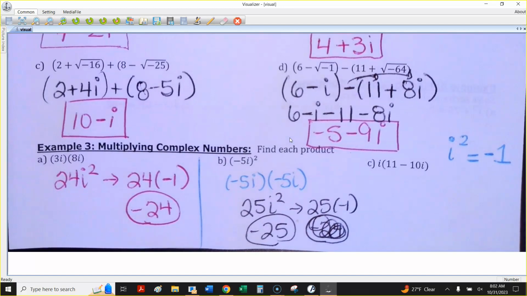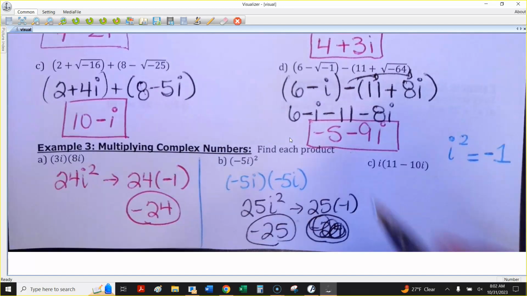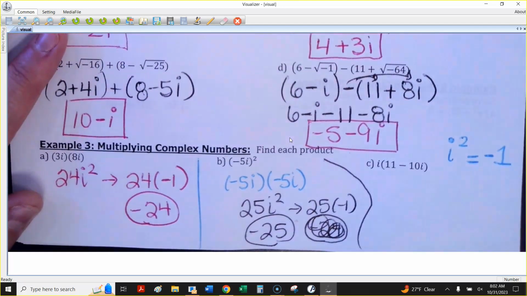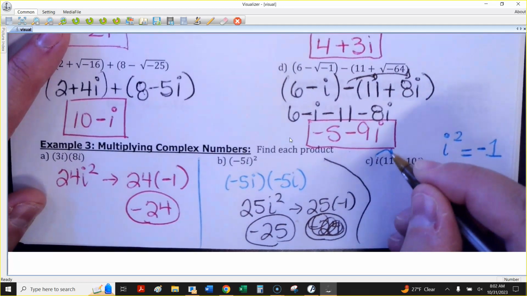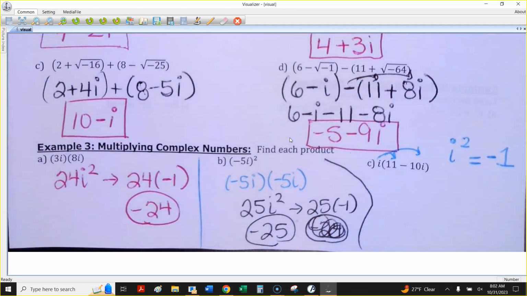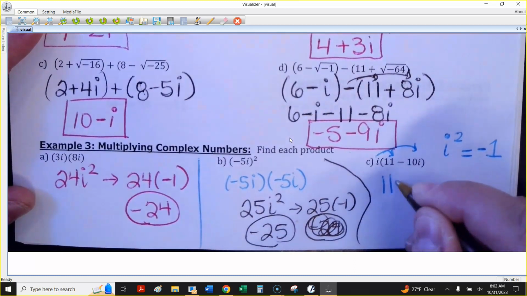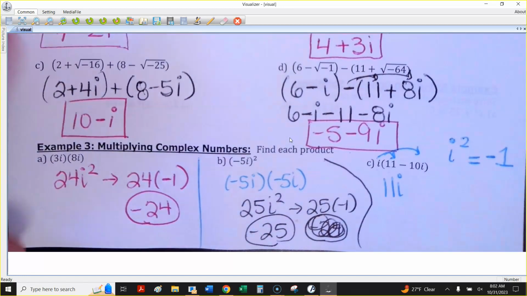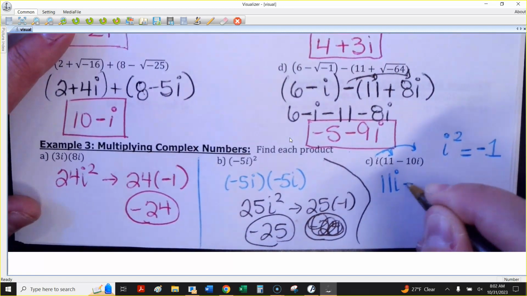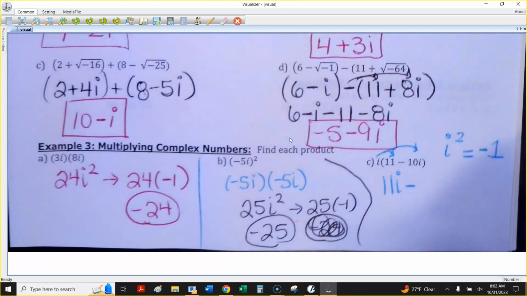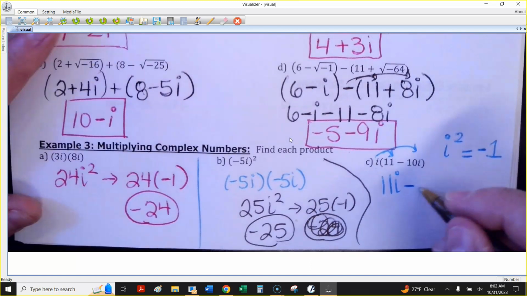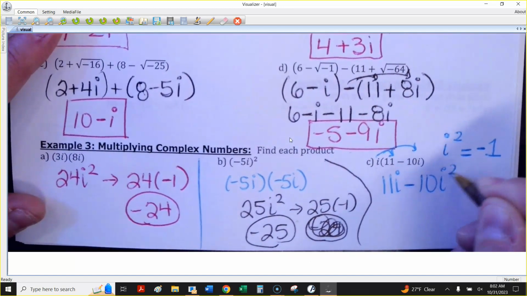And then I have one more. We're just going to do a little distributive property here. So I'm going to multiply. You can always multiply. They don't have to be like terms to multiply. They do to add or subtract, but not to multiply. You can always multiply. So i times 11 would just literally become 11i. This next term, though, it would be i times negative 10i, so it'd be negative 10i squared.